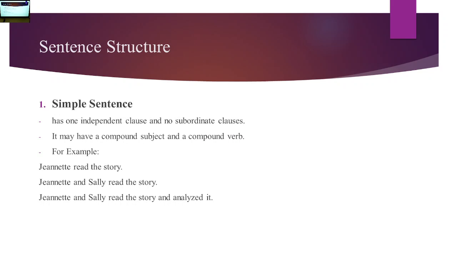Now the second part of this chapter is the sentence structure. We have many types of sentences. The first one is the simple sentence. A simple sentence consists of one independent clause. So when I say independent clause, that means you have a subject, you have a verb, and they can stand as a sentence, that is, subject, verb, and a complete thought.